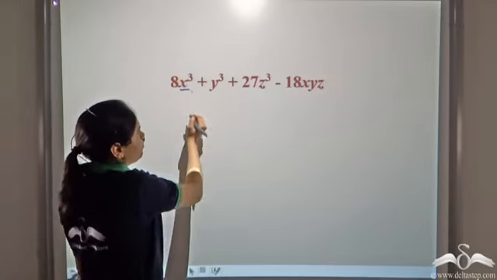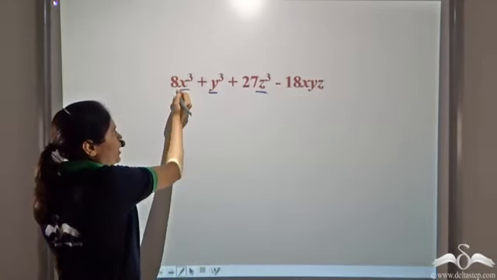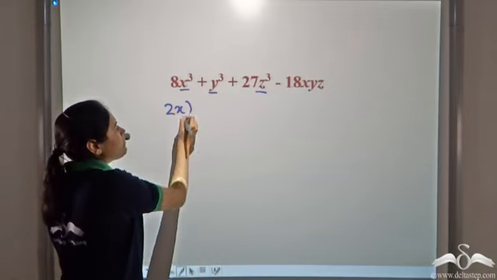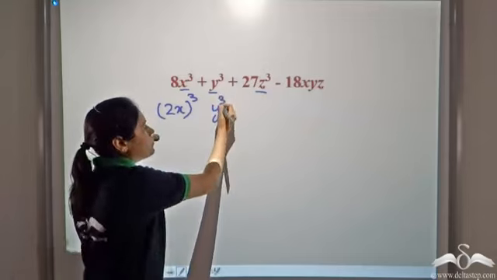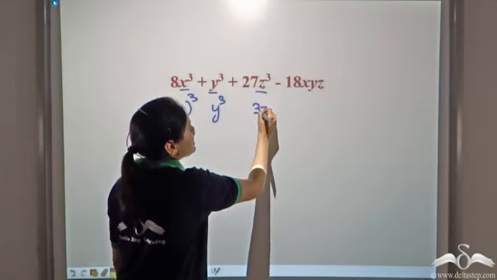We have x cube, we have y cube, we have z cube. Also, 8 could be considered to be 2 cube. So we have 2x whole cube. We have y cube. 27 is 3 cube. So this is 3z whole cube.